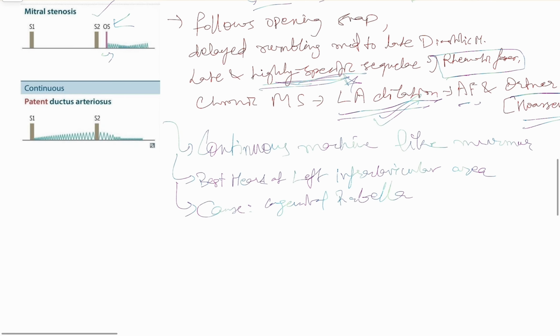In the continuous murmurs, we have just PDA, patent ductus arteriosus. It would present in both the systolic as well as diastolic period. It is basically a continuous machine-like murmur. It is best heard at the left infraclavicular area, and we know the famous cause of it is congenital rubella.